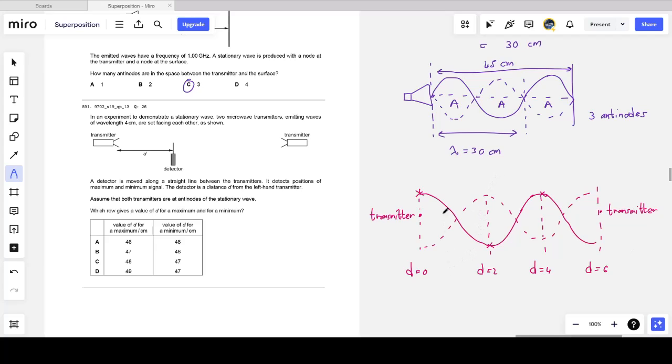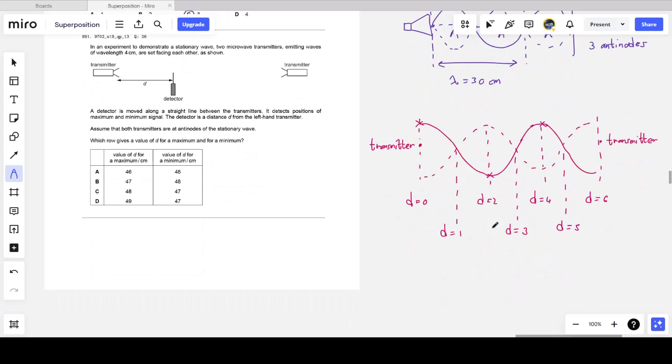successive antinode. And obviously these points in between are going to be odd multiples of the distance. D is equal to 1 centimeter, D between 2 and 4 is 3 centimeters, and the next node is going to be 5 centimeters. That means there's a maximum at every even multiple of distance, and every odd multiple of distance has a node.